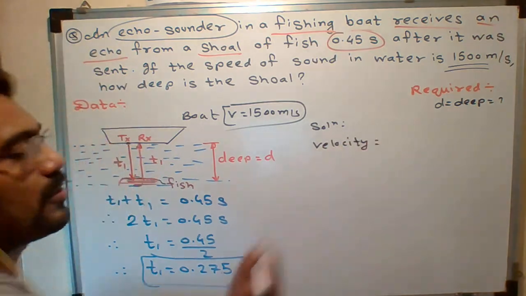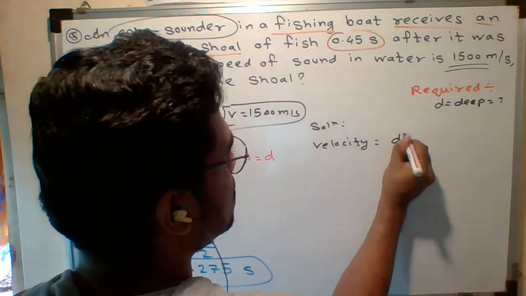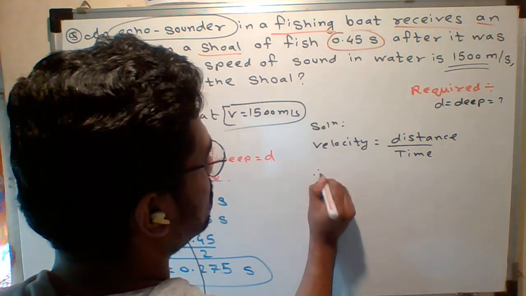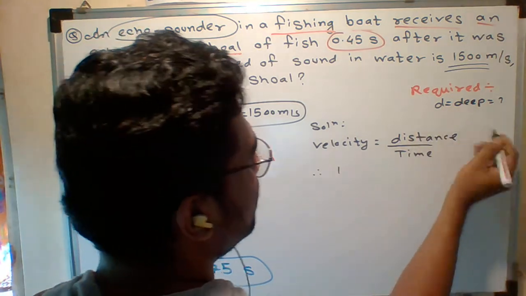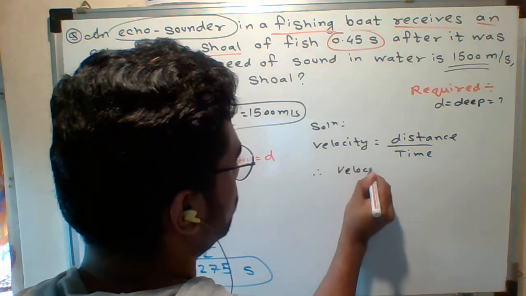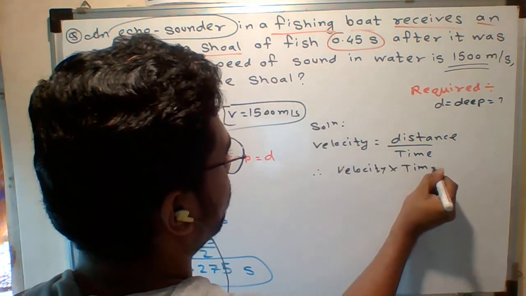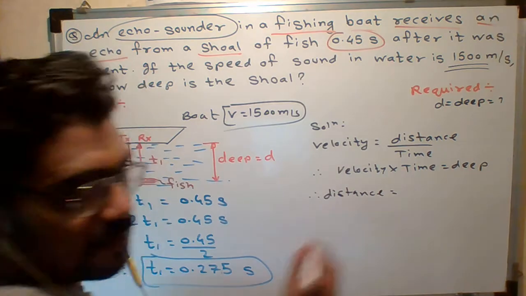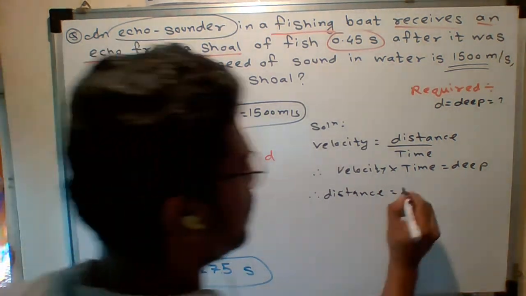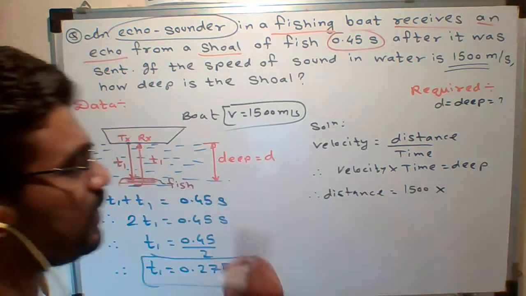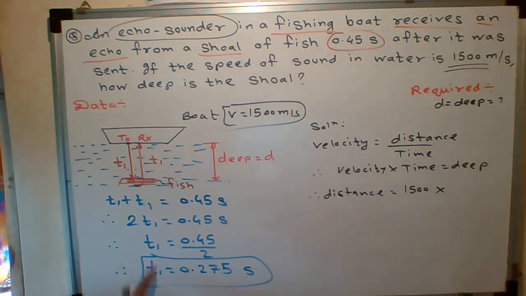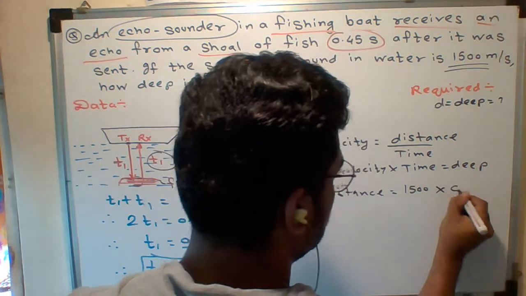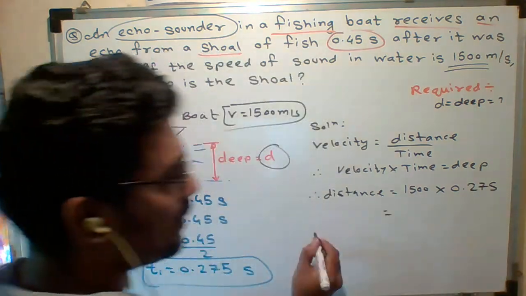Who will tell me the formula for velocity? Velocity is distance upon time. What you have to find is the distance, the depth. So velocity multiplied by time will give us the depth or distance. The velocity is 1500, and for time we have to take not the total time but the single time, T1, to find D. So the time is 0.275. Just multiply and tell me the answer.